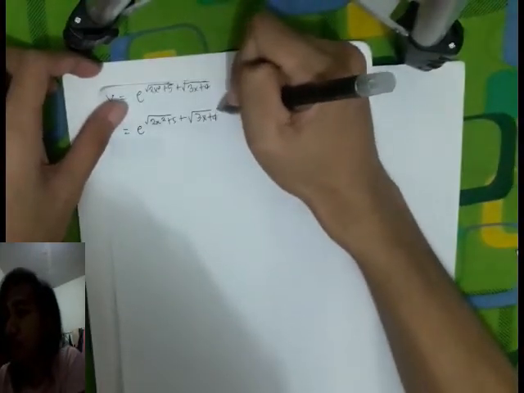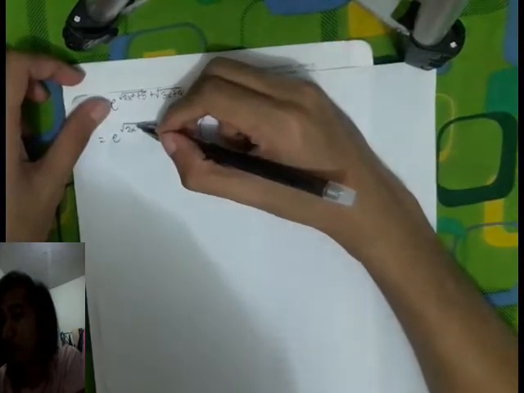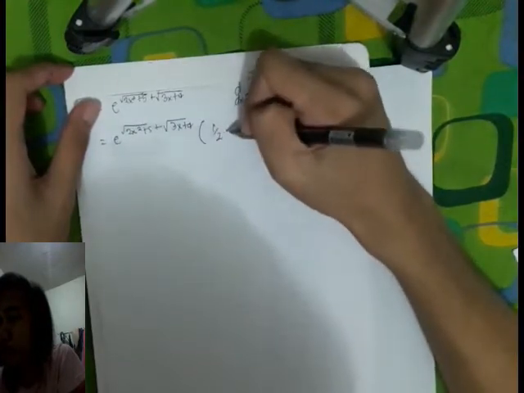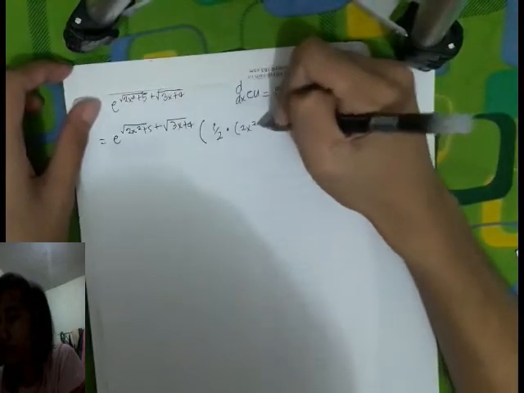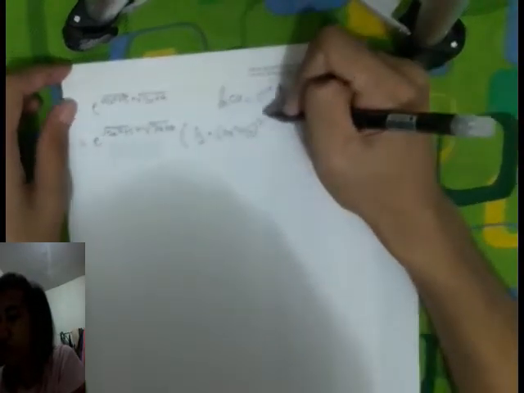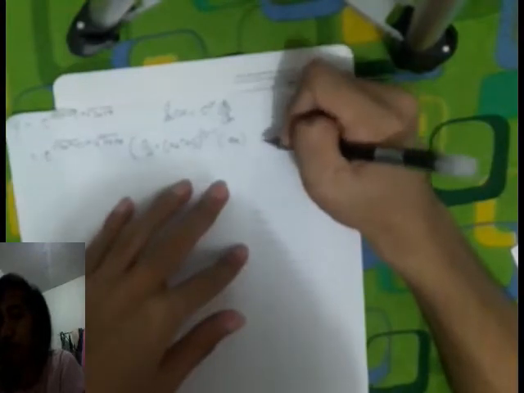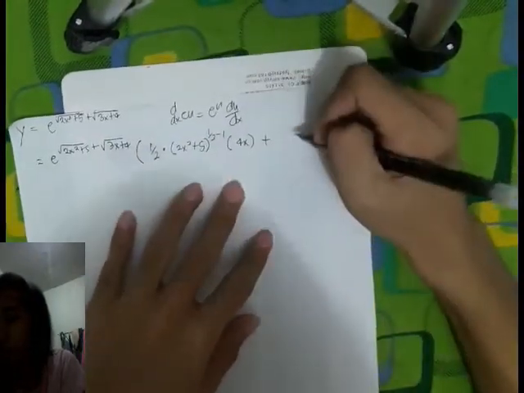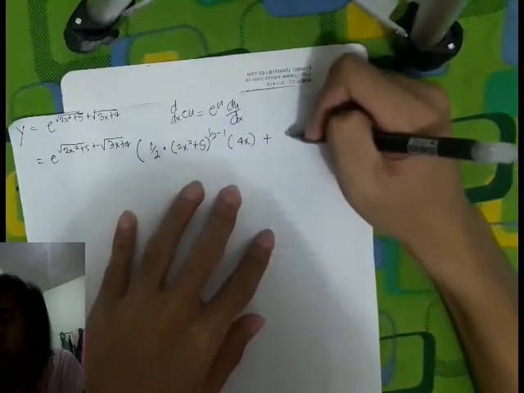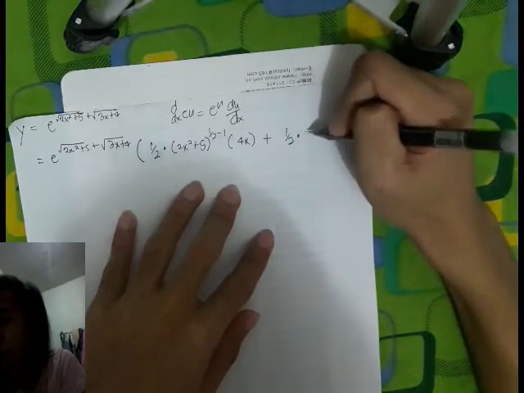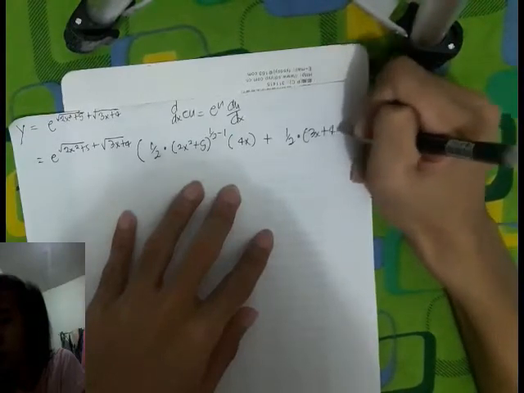Times the derivative of u, which is the derivative of the square root of 2x squared plus 5, which is 1 half times (2x squared plus 5) to the power of 1 half minus 1, times the derivative of the inside, which is 4x, plus the derivative of the square root of 3x plus 4, which is 1 half times (3x plus 4) to the power of 1 half minus 1, times the derivative of the inside, which is 3.